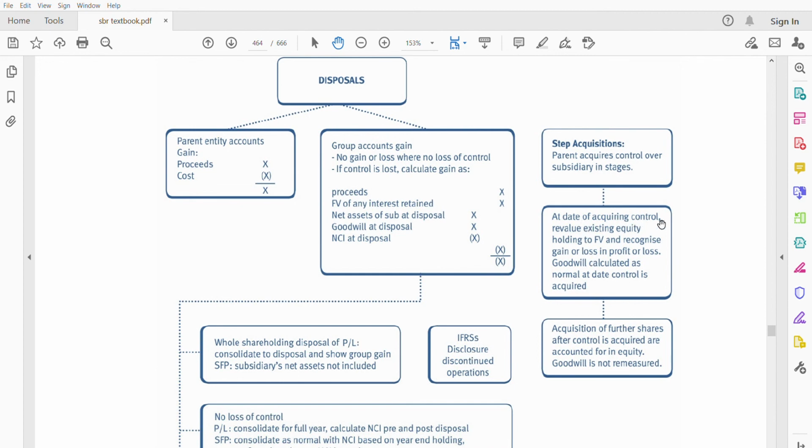At the date of acquiring control, revalue the existing equity holding to fair value and recognize gain or loss. Goodwill is calculated as normal as control is acquired. When you have acquired the control, you have to calculate goodwill. And on acquisition of further shares, after you have acquired control, you don't have to remeasure goodwill. It will be accounted for in equity because that is known as a decrease in NCI.